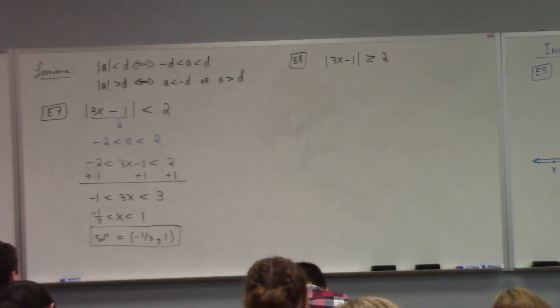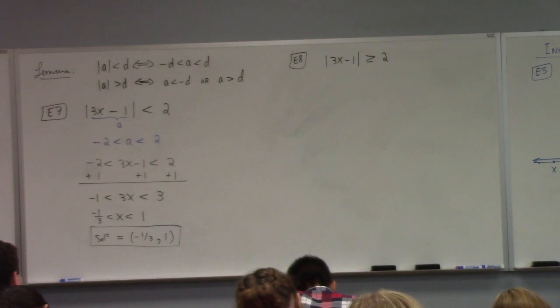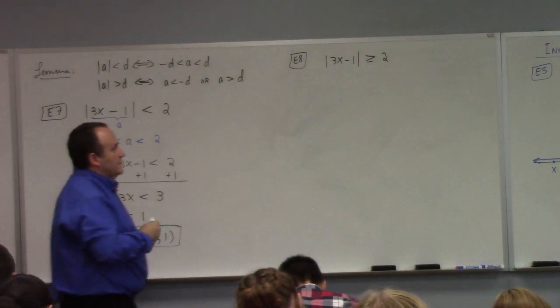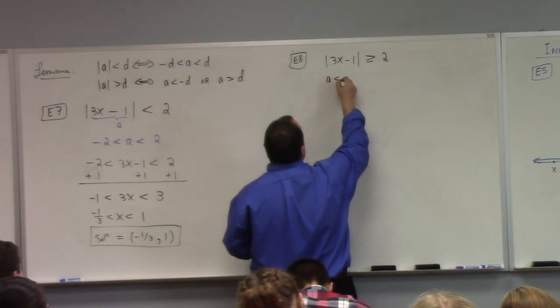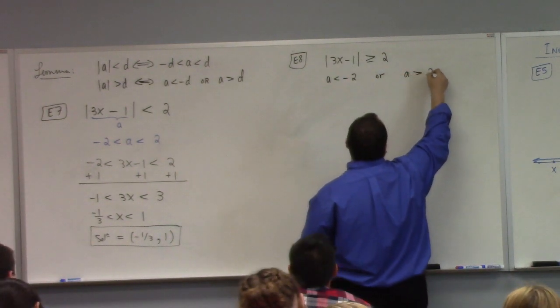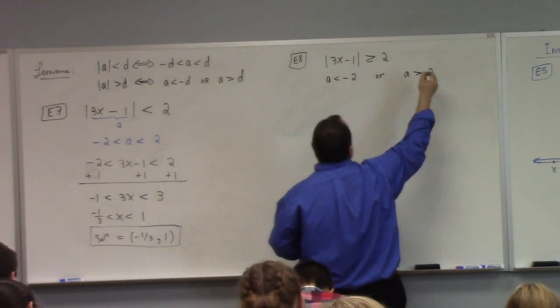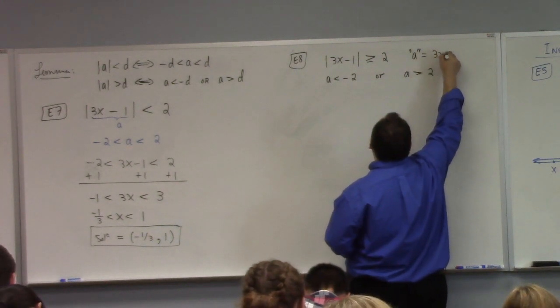So that puts us in the more troublesome case of the lemma. There are 2 separate cases to investigate here. We either have A is less than minus 2 or A is greater than 2, where my A here is my 3x minus 1.